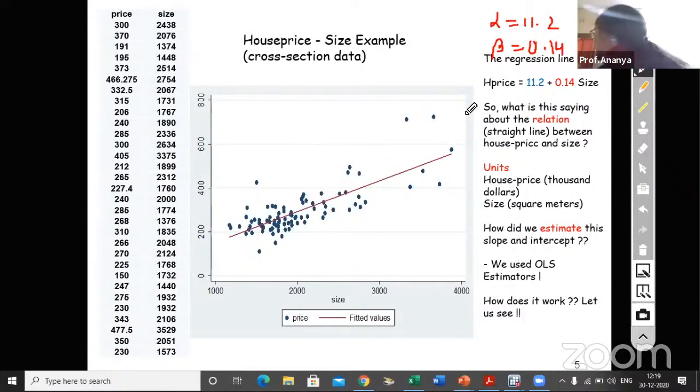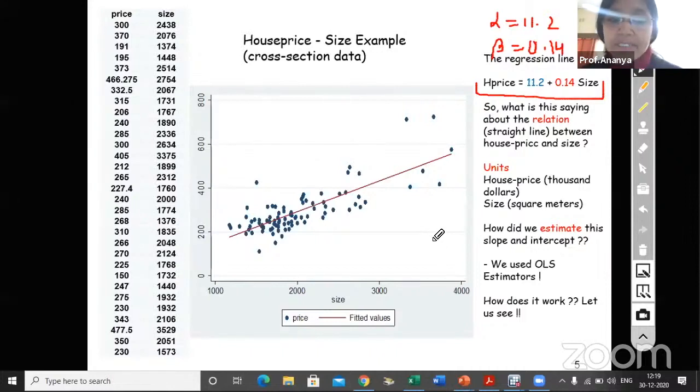So when the size of a house increases by 1 square meter, its price increases by 0.14 thousand dollars. Okay, so that's 0.14 into 1,000, which is $140. I hope this is clear. I'll interpret a few more examples and then I'll take a question if you have any, just on this little bit that we are doing.